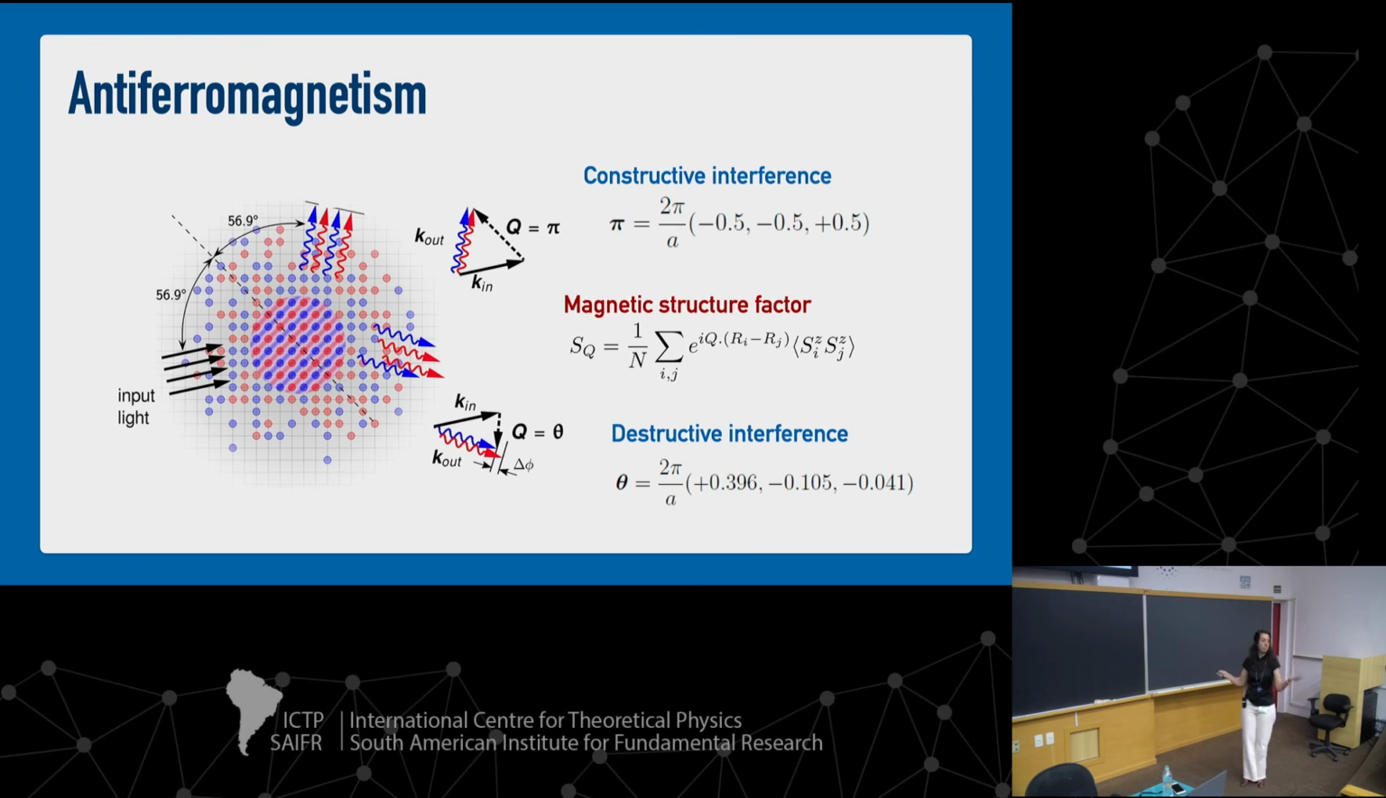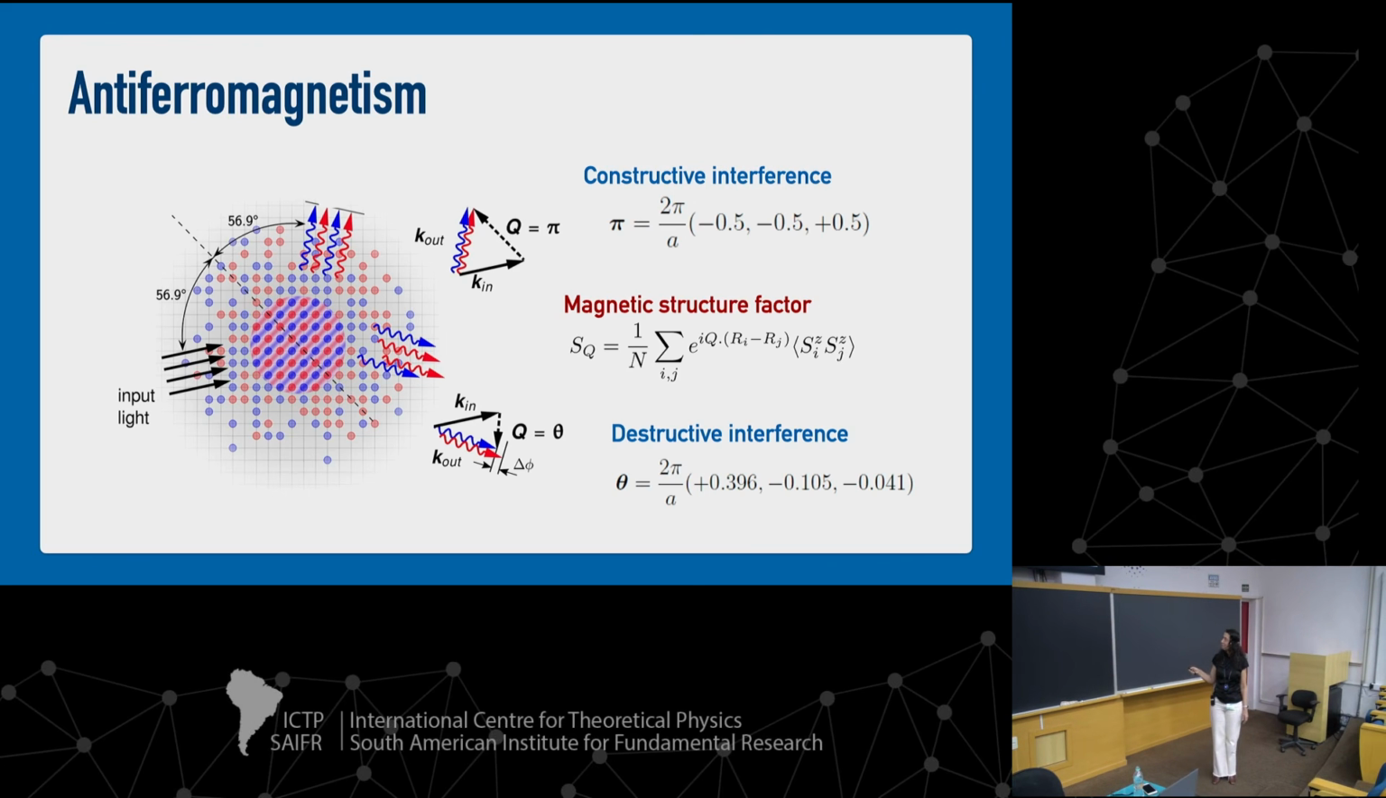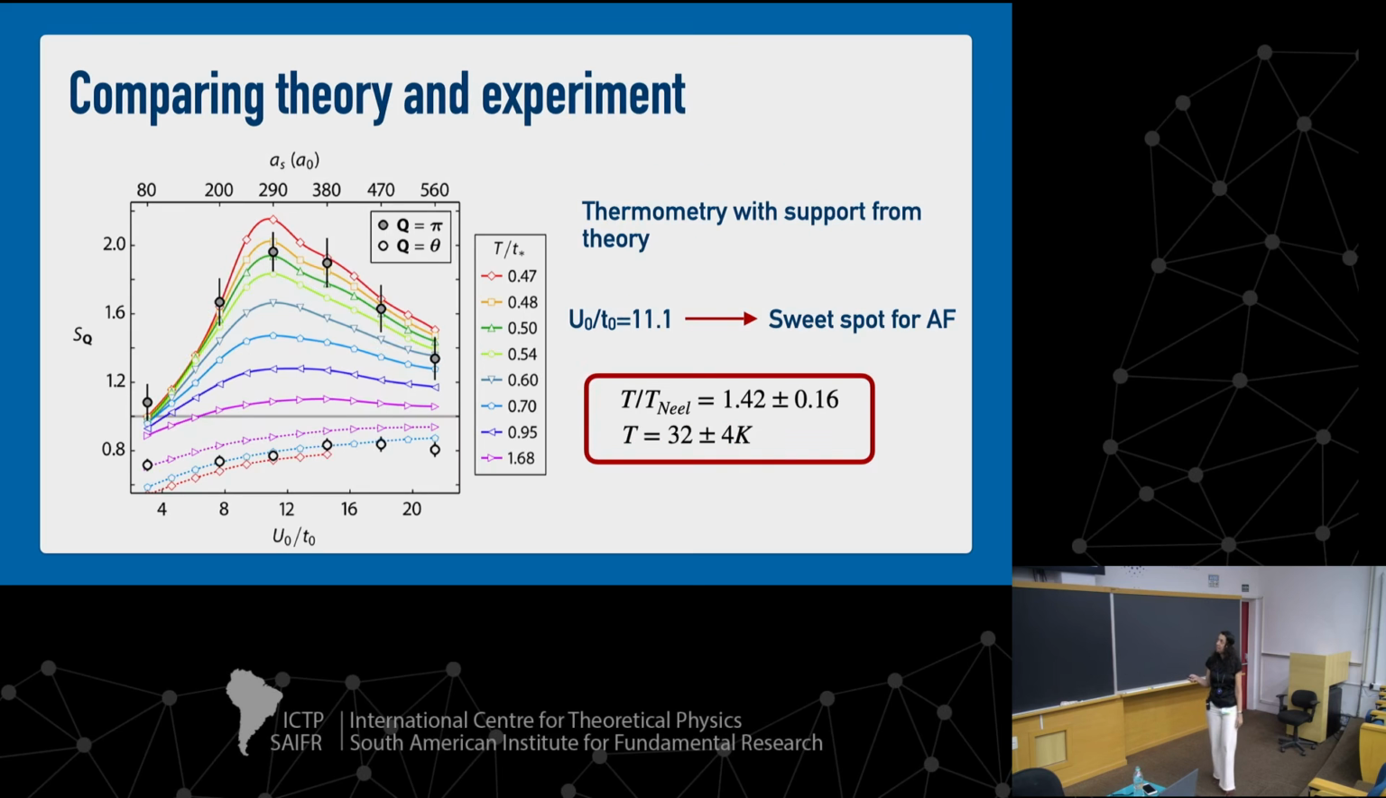And here is some random value. I asked Randy, why this value? And he said, this is where the window is in my trap, so this is where he could measure. The dark symbols here are the measured quantities for the constructive, the antiferromagnetism, and the open circles are for the destructive pattern.